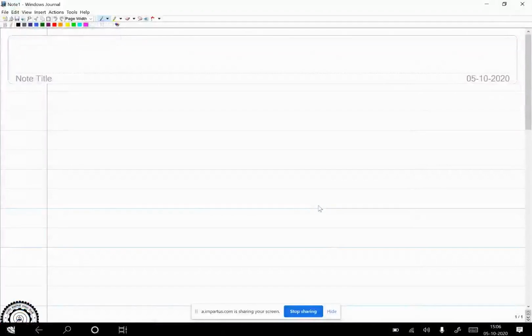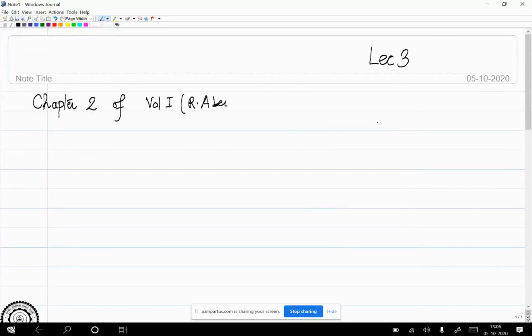Okay, so today we are into lecture 3. All right. And the content of today is from chapter 2. Okay, this is from chapter 2 of volume 1, Rohan Aviratne. Okay.